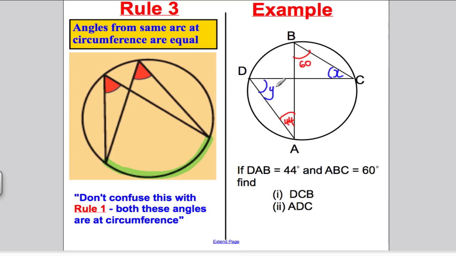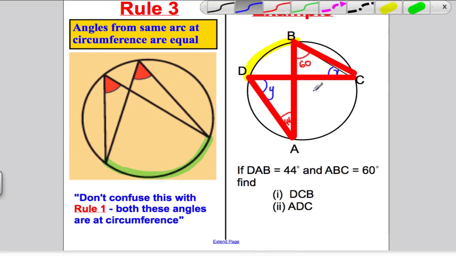Now, obviously, X and Y are either 44 and 60. It's about getting it right. Define your arcs. Let's just define our arc and get this one sorted first. DB, there's our arc, okay? And the angle coming out from this is 44, and it must be the same as the X. So X must be 44, and X was DCB, so this is 44 degrees.